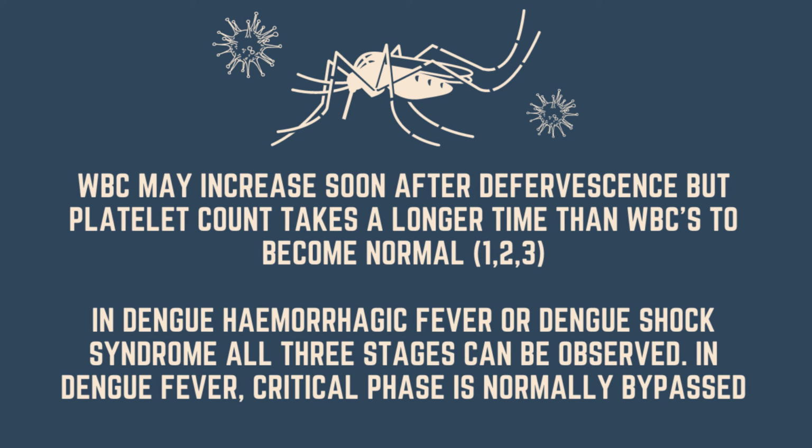WBC, or white blood cell count, may increase soon after defervescence, but platelet count takes a longer time than WBCs to become normal. In dengue hemorrhagic fever or dengue shock syndrome, all 3 stages can be observed. In dengue fever, the critical phase is normally bypassed.